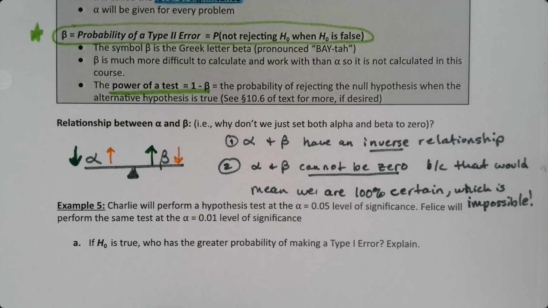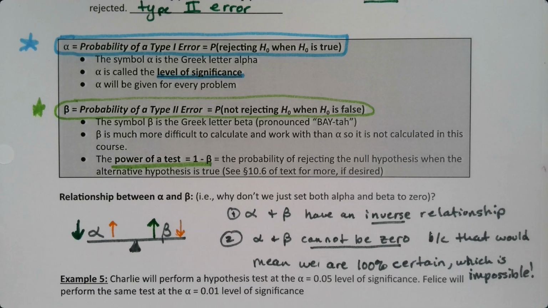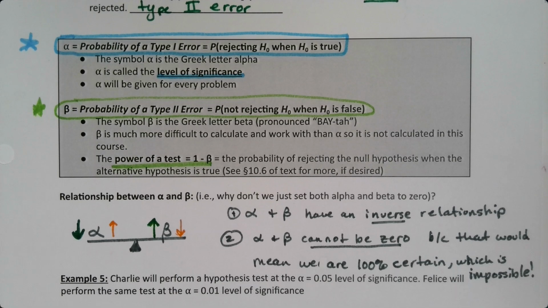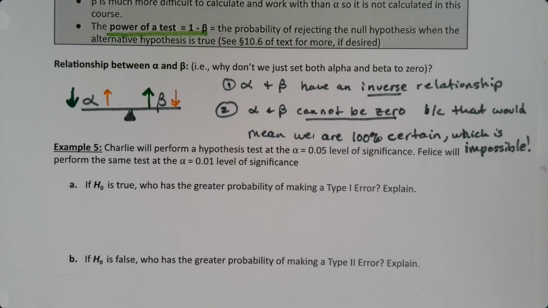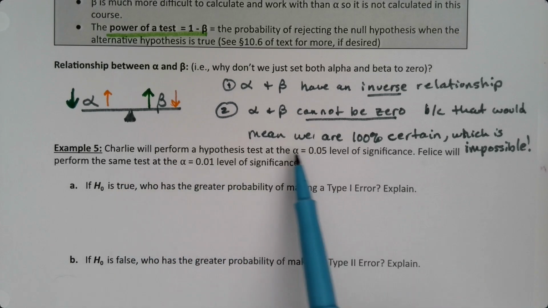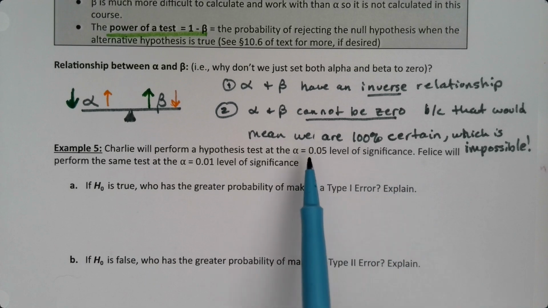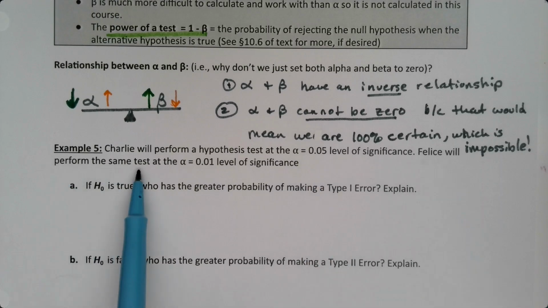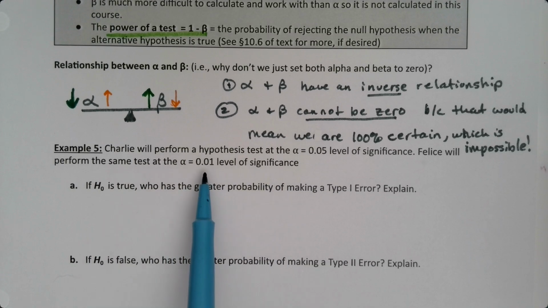All right. So 2 important things about alpha and beta, and also the definition, which is very important. Alpha is the chance of a type 1 error. So when you have your alpha for particular problems in chapter 10, you have your chance of a type 1 error because they are one and the same. For example, Charlie's going to perform a hypothesis test at the alpha equals 0.05 level of significance. That means that's Charlie's chance of a type 1 error. Felice is going to do the same test at a 0.01 level of significance. So that's her chance of a type 1 error.